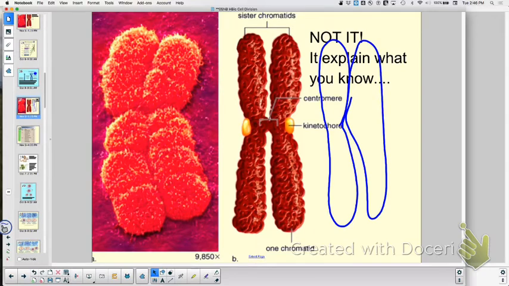If it's a boy, the 23rd pair will be X, Y. If it's a girl, the 23rd pair will be X, X. We're going to learn about that in the genetics chapter. Okay?